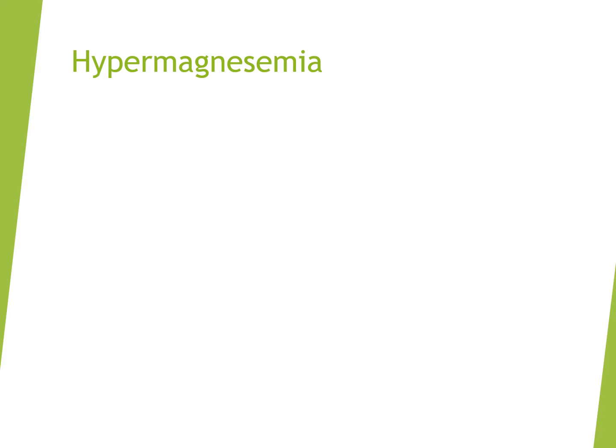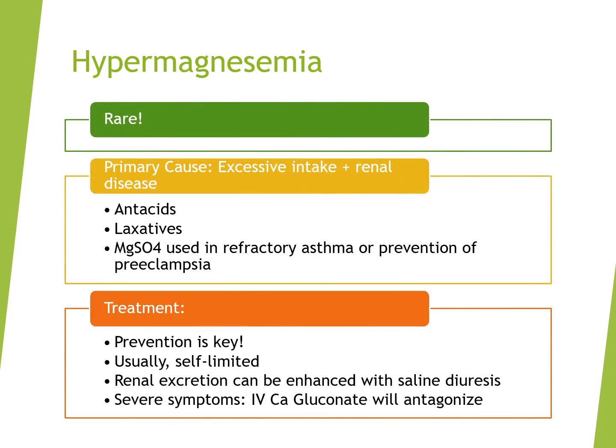Now, I'm not going to spend much time on hypermagnesemia, mainly because it's extremely rare. You primarily see it when you have excess intake plus renal disease. So you always need to check the renal function when you're seeing a patient with hypermagnesemia. Typically, you'll see it with excess intake, such as a patient taking excessive antacids, laxatives, or mag sulfate, such as in refractory asthma or prevention of preeclampsia, but they also have renal disease that contributes to it.